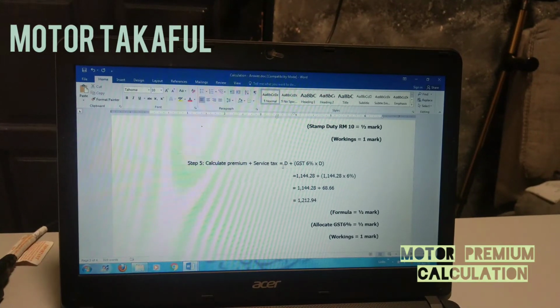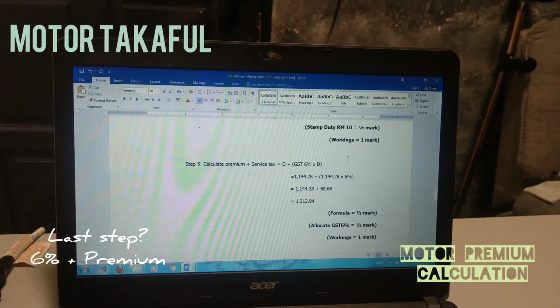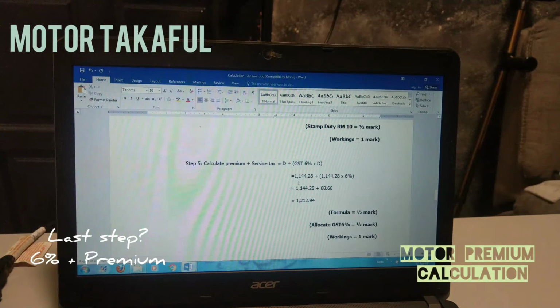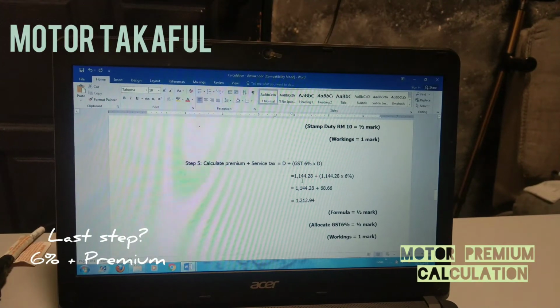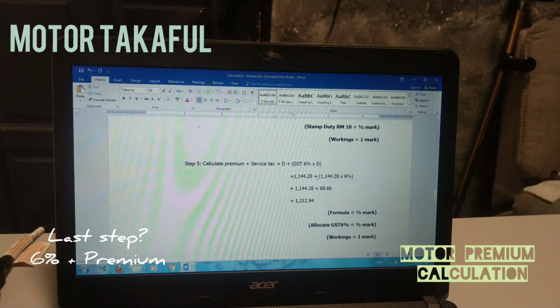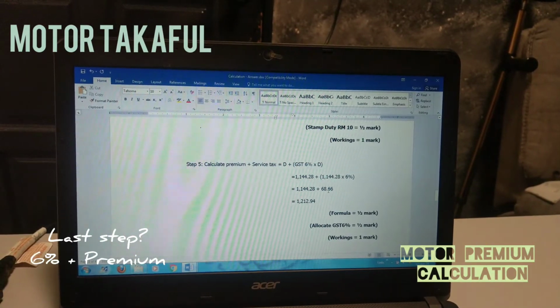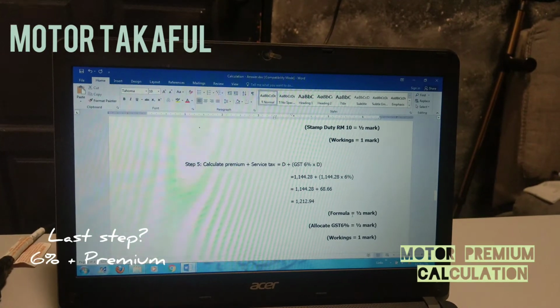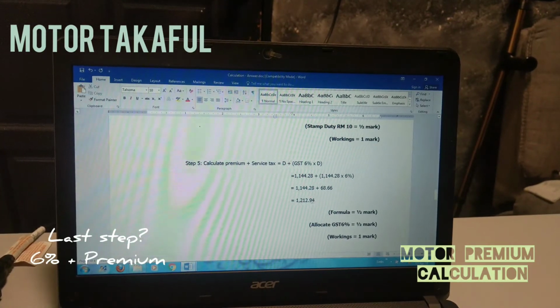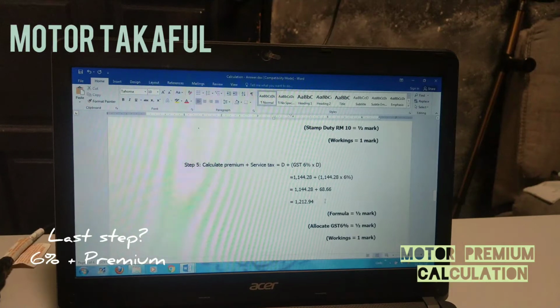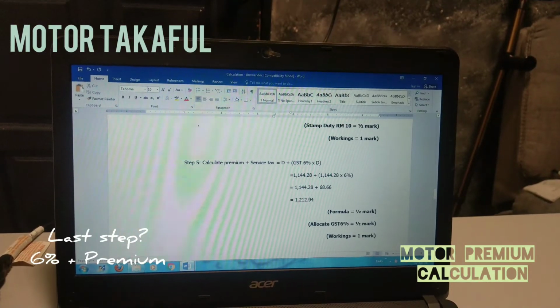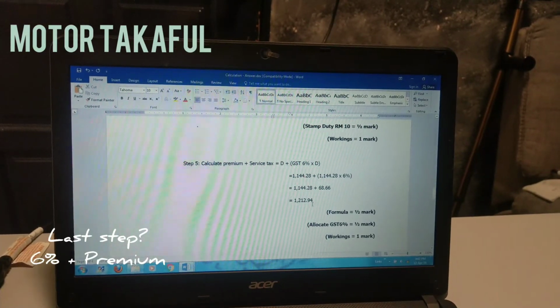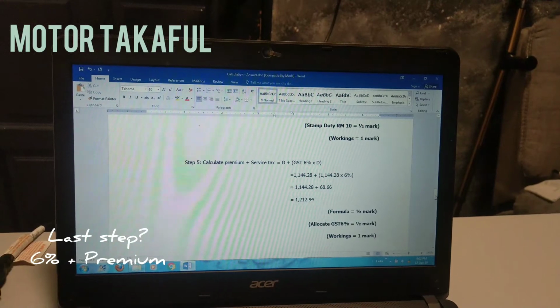The service tax is 6%. So D plus 6%. 1,144 ringgit 0.28 plus 6% from the premium. Then you get 68.66. After you total up every single thing, this is the final answer: 1,202.94.